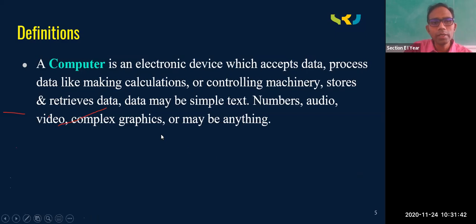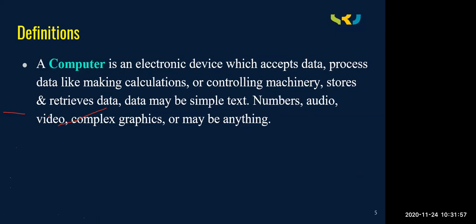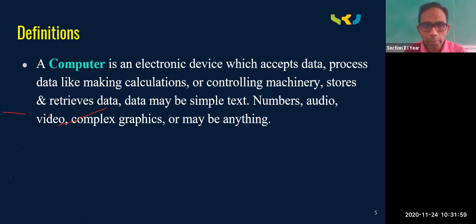Yeah, a computer is an electronic device which accepts data, processes the data like making calculations or controlling machinery, stores and retrieves the data. Data may be simple text, numbers, audio, video, complex graphics, or maybe anything. So what is a computer? A computer is an electronic device.